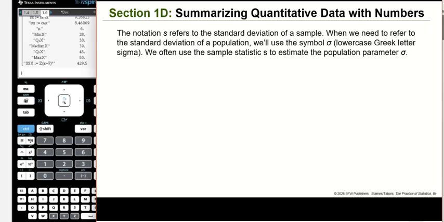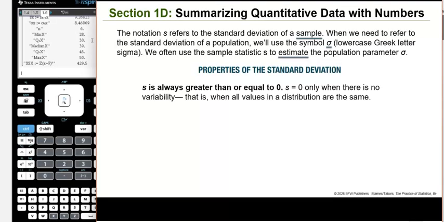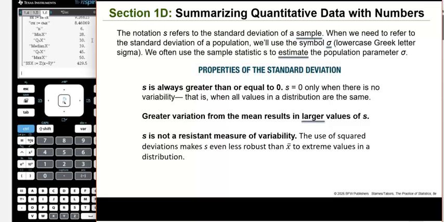The notation S refers to the sample standard deviation. I mentioned that when I said SX is sample standard deviation. The Greek letter sigma, of course, is for the population standard deviation. Parameters are usually Greek letters. S is always greater than or equal to 0. I guess that's true. S equals 0 only when there's no variability. That is, when all values are the same. So if they were all the same, I guess it could be 0. Greater variation means the results are larger values of S. That's true.